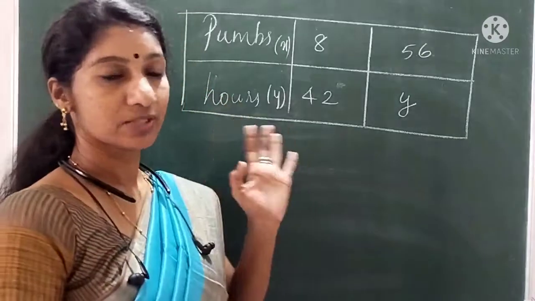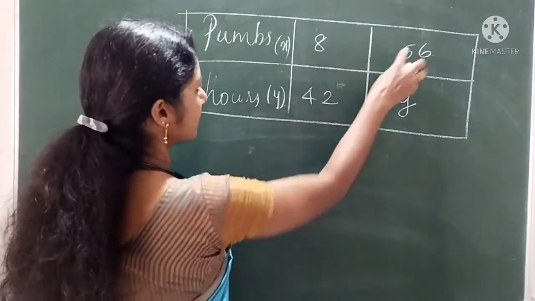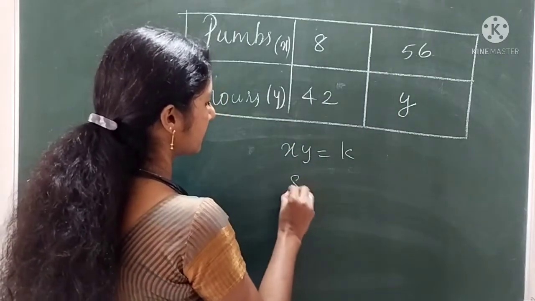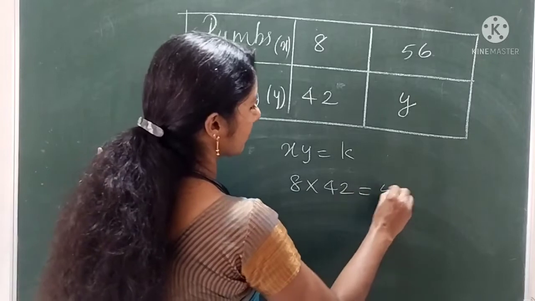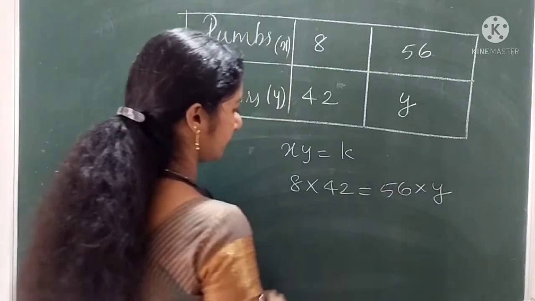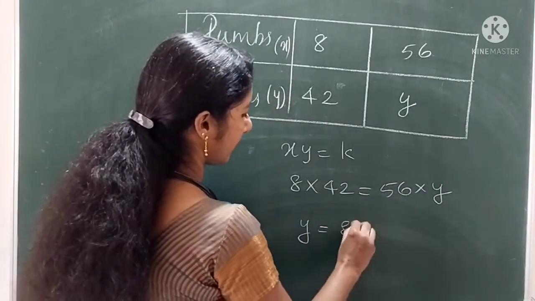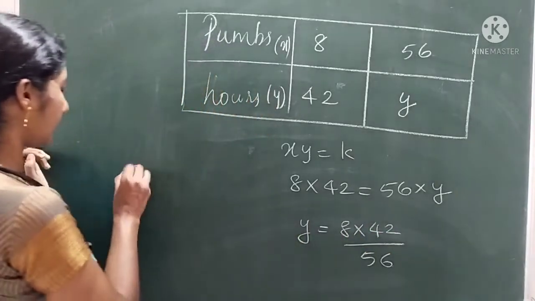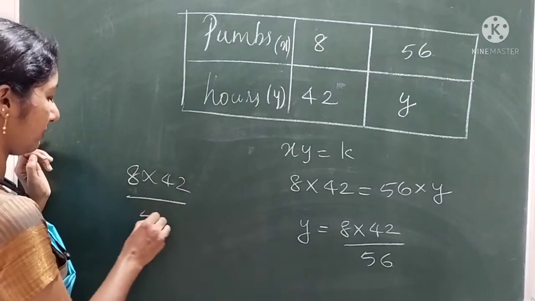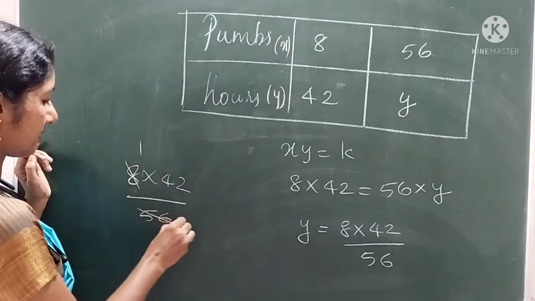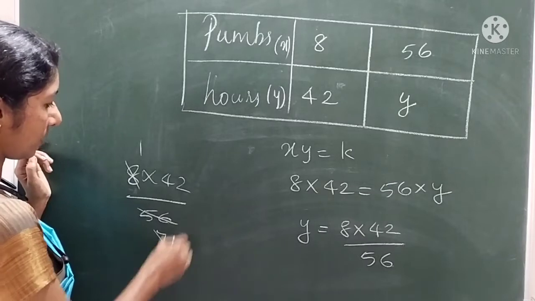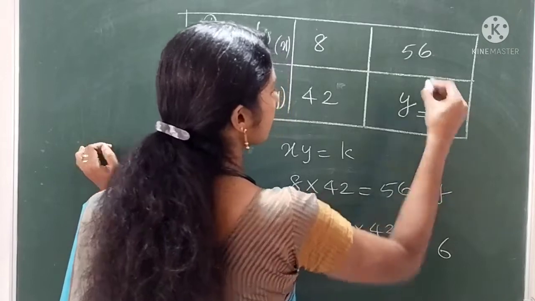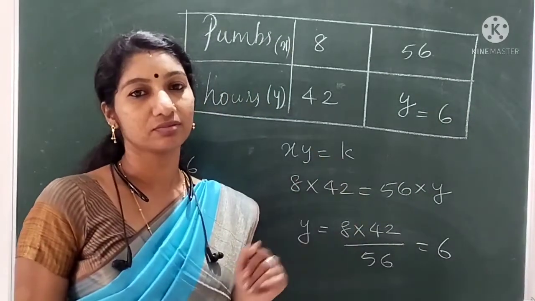So this is inverse proportion. So xy we will equate. Isn't it? Xy is equal to a constant. That means 8 into 42 is equal to 56 into y. So y is equal to 8 into 42 divided by 56. Then you can do that calculation. 8 into 42 by 56. 1 8s are 8, 7 8s are 56, 1 7 7 6. So we are getting the answer 6. 6 hours, within 6 hours we will finish the work.